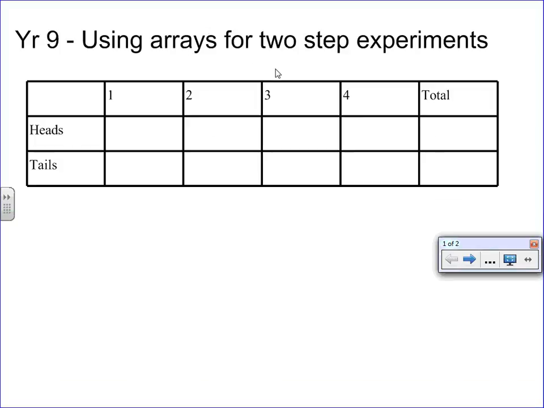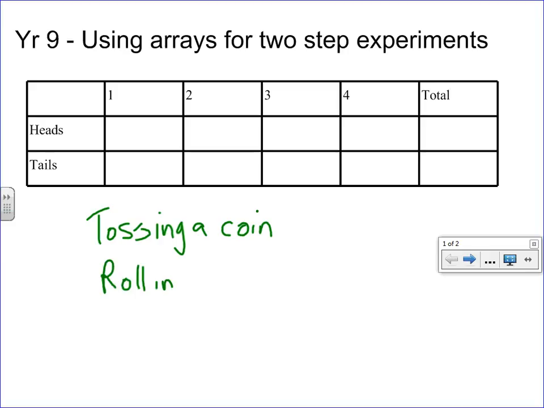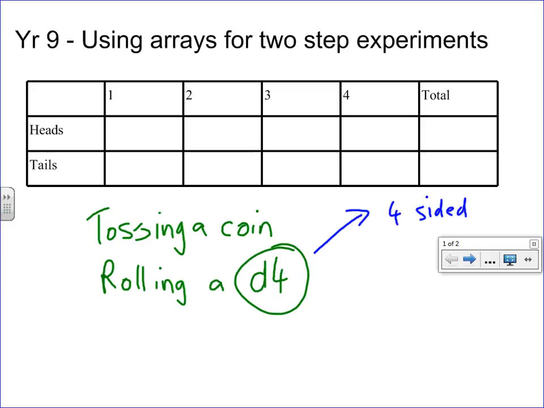So we're focusing on our probability at the moment and we've got an experiment. Our experiment is we're tossing a coin and we're rolling a dice. D4, just for those who aren't as nerdy as me, is a four-sided dice. Die is singular, dice is plural.